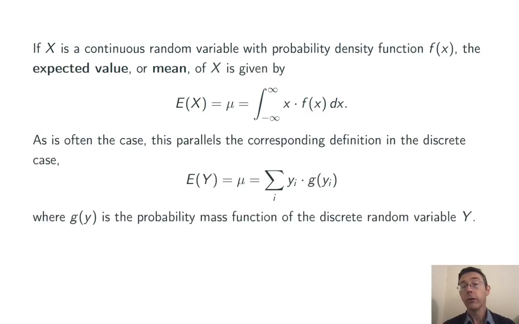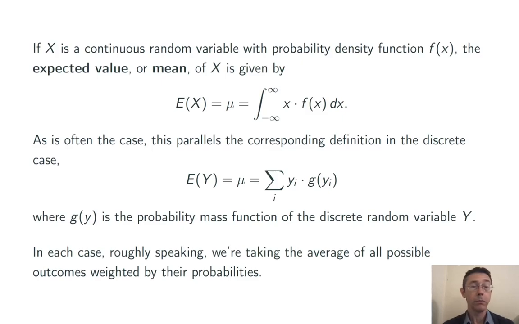This formula closely parallels the definition for the expected value of a discrete random variable, where we take the individual values, multiply by their probability, and add everything up. In either case, your intuition should be the same. We're talking about a weighted average of all the possible values that the random variable can take.